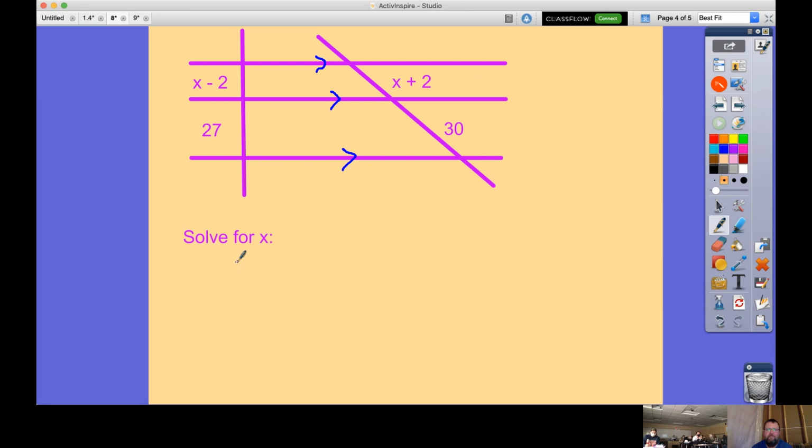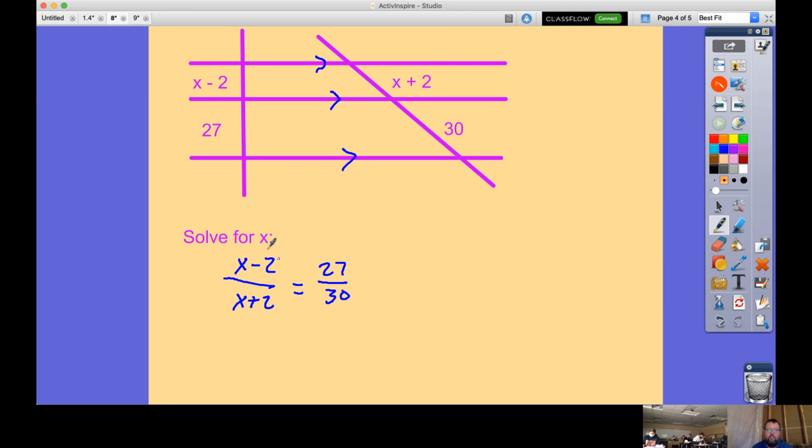So would that be x minus 2 over x plus 2 equals 27 over 30? That is one way to do it. Absolutely. Okay. Could have also written it as x minus 2 over 27 equals x plus 2 over 30. Both ways are going to be right. Doesn't matter which way. From there, you just cross multiply and solve.